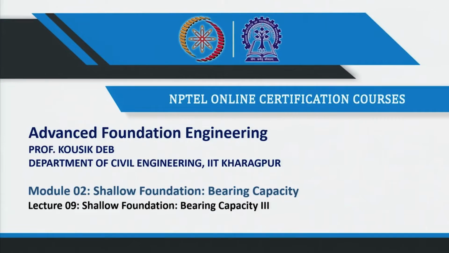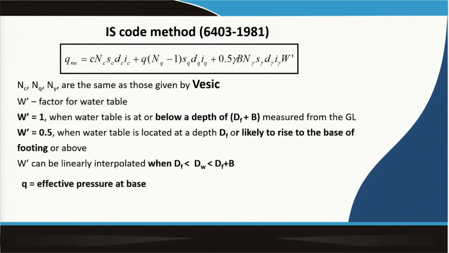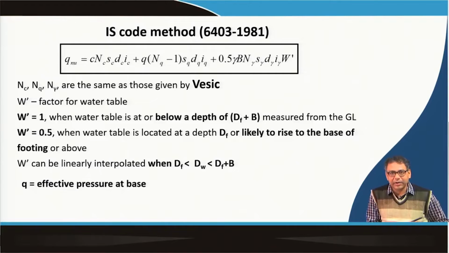So, like the previous different bearing capacity theories, IS code also has recommended a bearing capacity equation by which we can determine the net ultimate bearing capacity. Okay. So, this is the equation which is similar to the general equation that we have discussed.